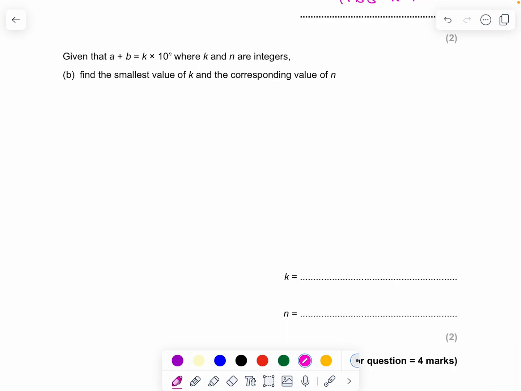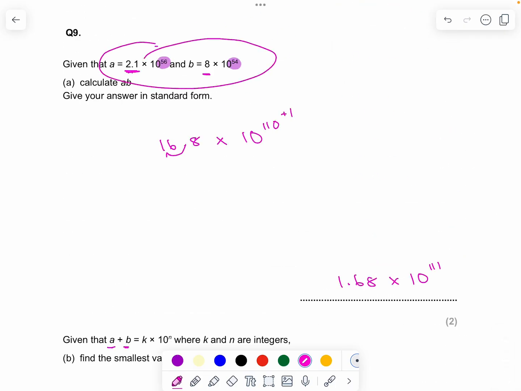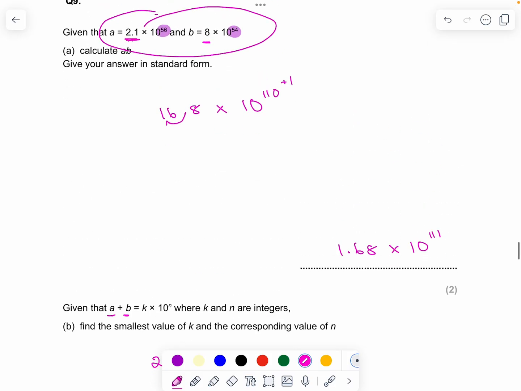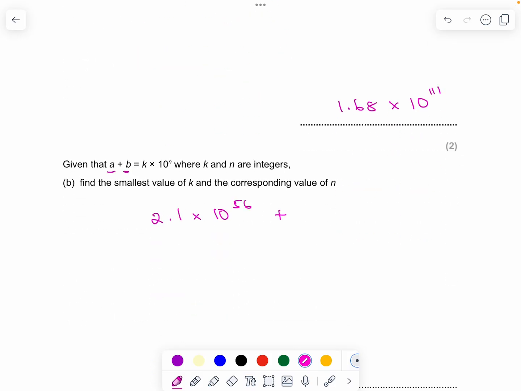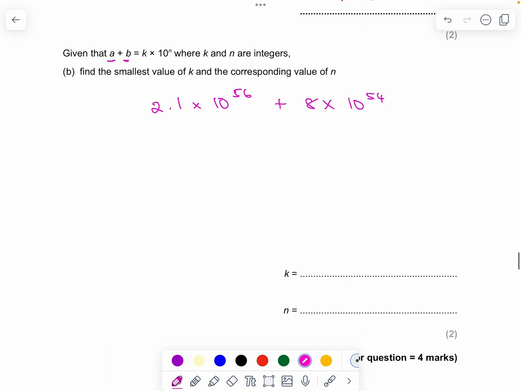Next one, we're adding them now. So it says add A plus B, and it's the same A and B that are up here. So I'm just going to write it again down here. 2.1 times 10 to the power of 56 plus 8 times 10 to the power of 54. So there are lots of different ways. I know in class sometimes we've turned them back into ordinary numbers and then added them. The trouble is, who wants to write 56 or 54 zeros?